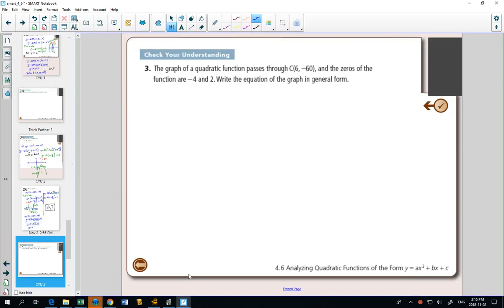A graph of a quadratic function passes through 6, negative 60, and the zeros are at negative 4 and 2. So this is what we know. It goes through negative 4 and 2, and there's some other point way up here at 6, 60. We need to find the equation of the graph in general form.